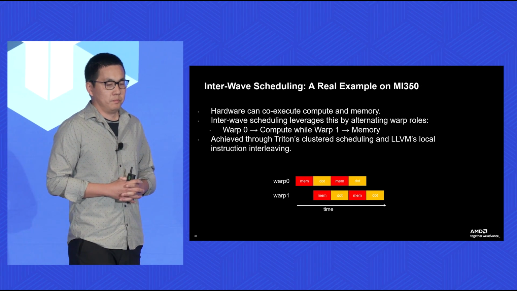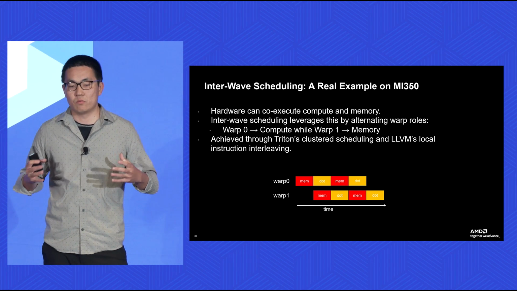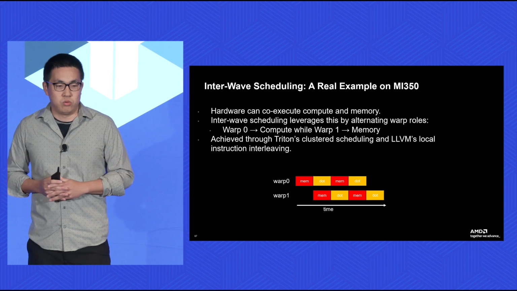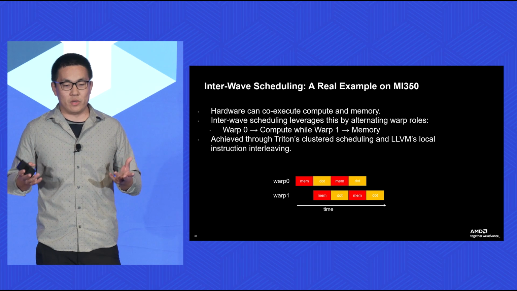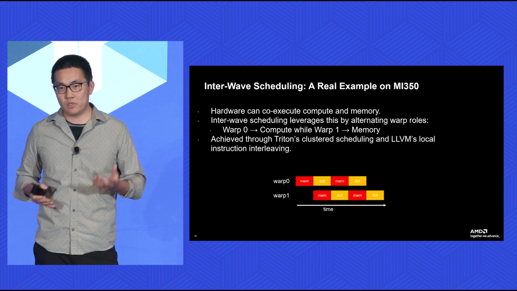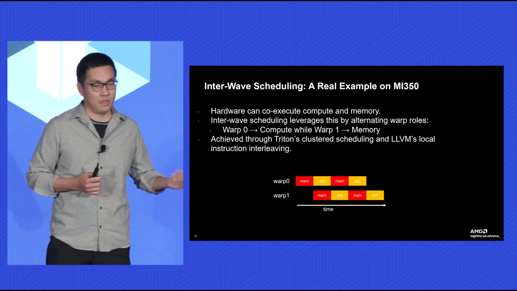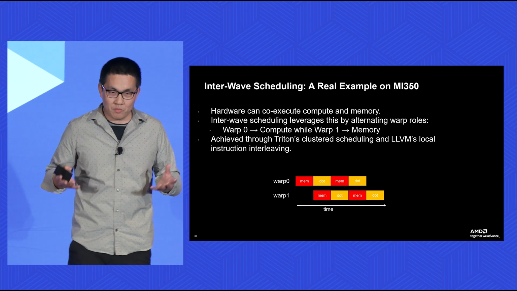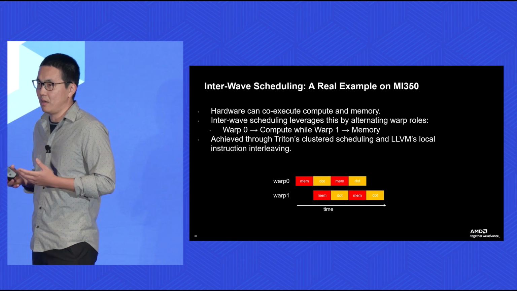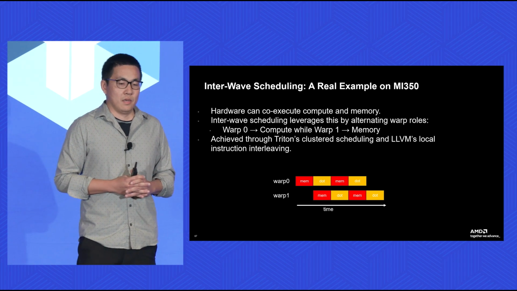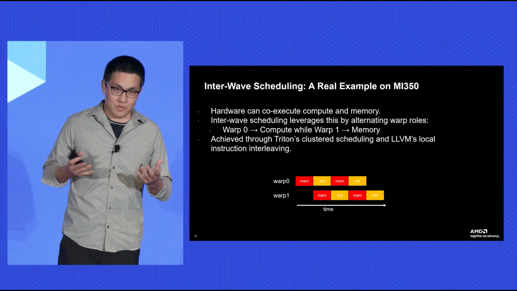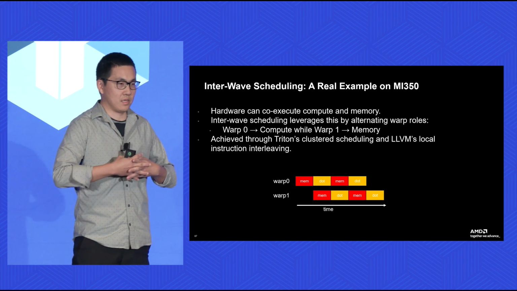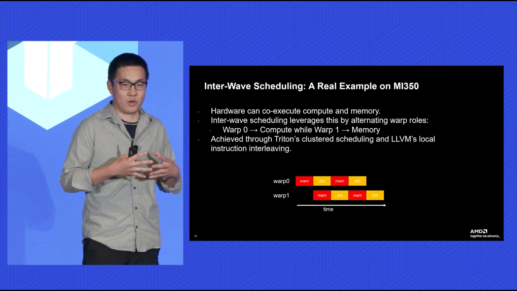Okay, let's look at how inter-warp scheduling looks in practice. The hardware can co-execute memory and compute operations. So we will have two warps: while one warp is doing compute, the other one is handling the memory. And they switch those. This creates a smooth pipeline where all the hardware components are busy. This is achieved by Triton's clustered scheduling and LLVM's low-level instruction interleaving. So this is a clear separation of responsibilities.